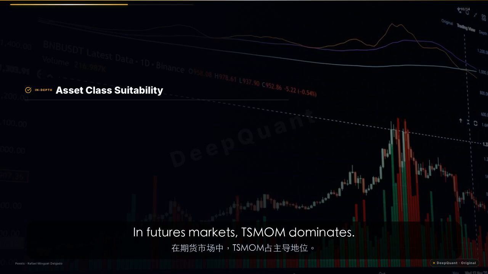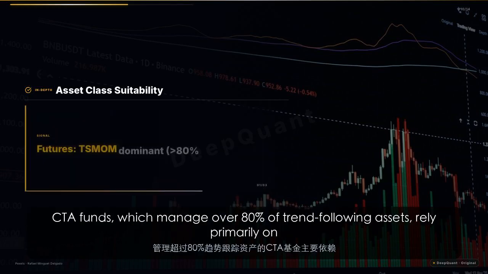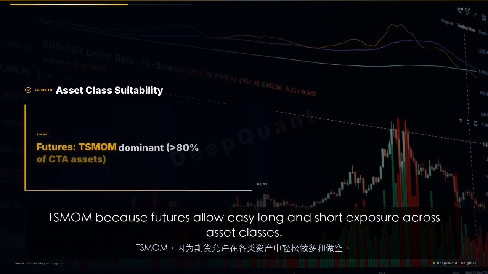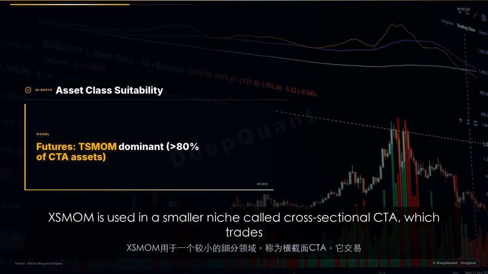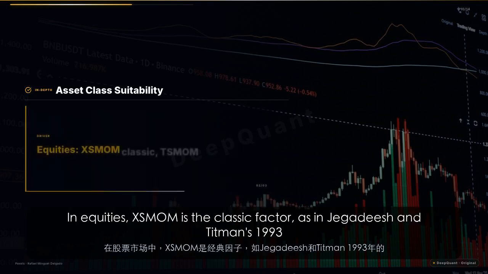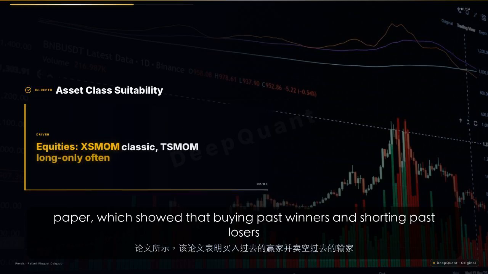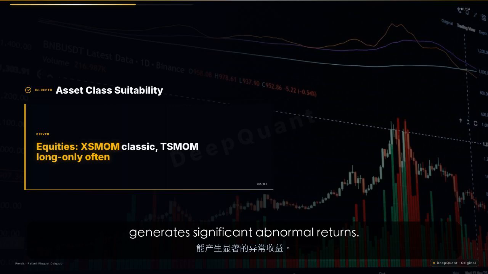In futures markets, TSMOM dominates. CTA funds, which manage over 80% of trend-following assets, rely primarily on TSMOM because futures allow easy long and short exposure across asset classes. XSMOM is used in a smaller niche called cross-sectional CTA, which trades relative value across futures contracts. In equities, XSMOM is the classic factor, as in Jagadish and Titman's 1993 paper, which showed that buying past winners and shorting past losers generates significant abnormal returns.